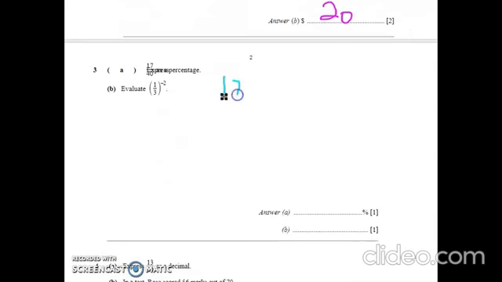17 upon 40 as a percentage, I already told you, we will simply multiply by 100. So 17 upon 40 multiplied by 100, that gives us 42.5%.